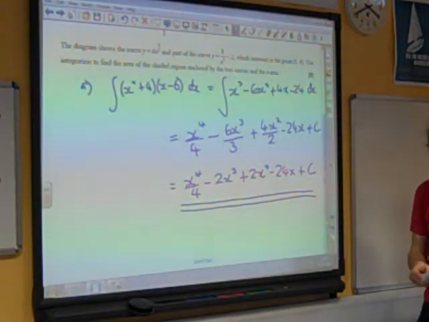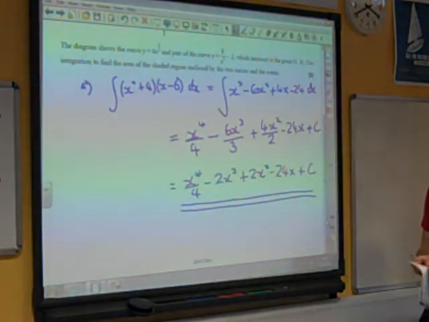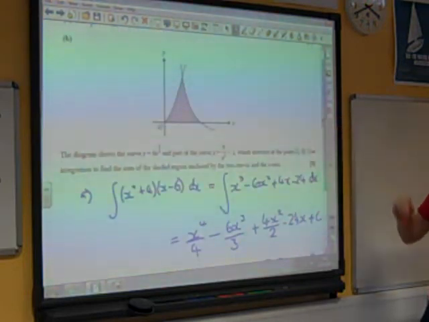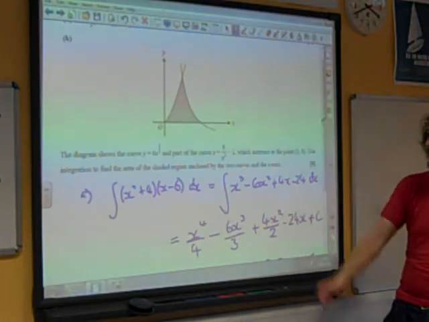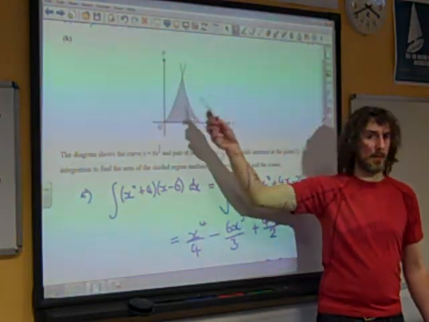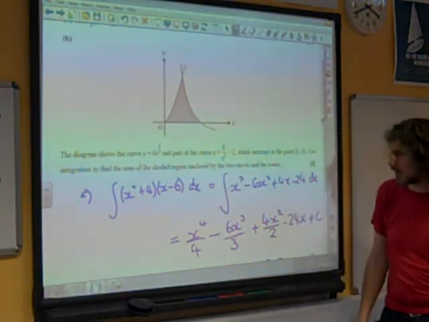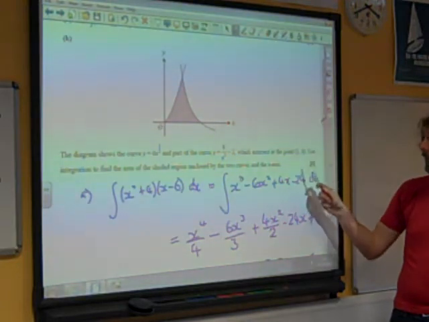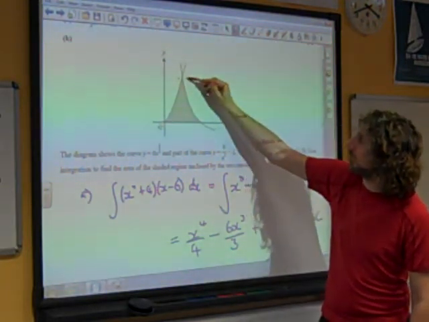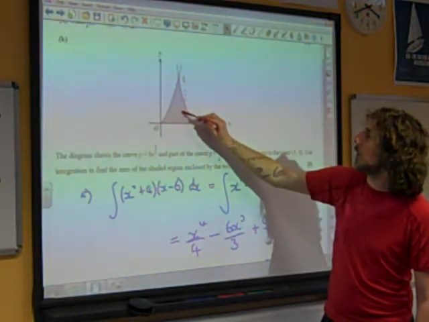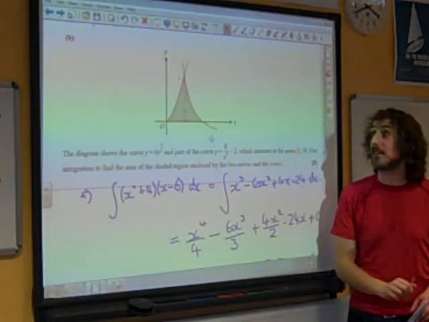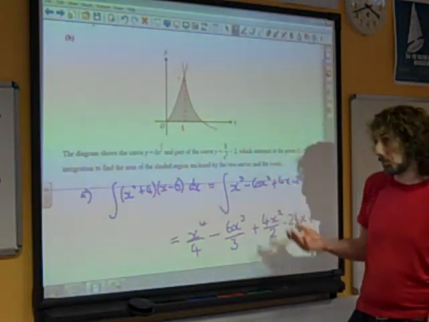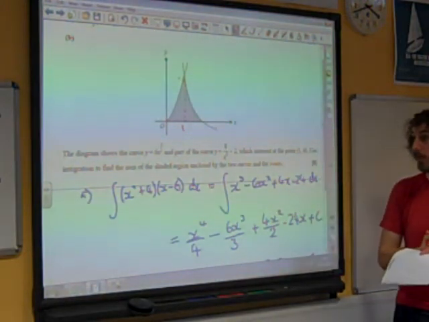Right, now we've got a little bit more to work at. The next part. It looks a little bit scary to start with, because you look at this and think these two things are intersecting, I'm going to have to work out where they intersect and then do some stuff with that. But actually, the question is nowhere near as bad as it might be. The diagram shows two curves which intersect at point 1, 6. We're told that the red dotted line down the middle is when x equals 1. Use integration to find the area of the shaded region enclosed by the two curves.